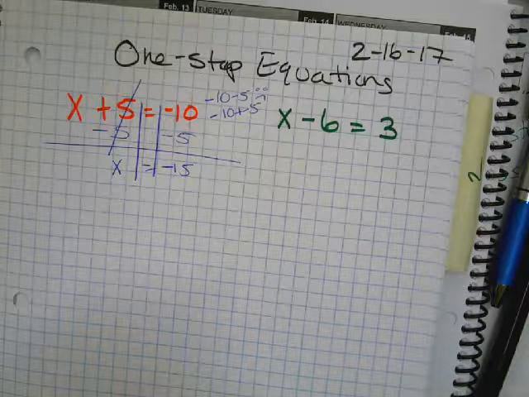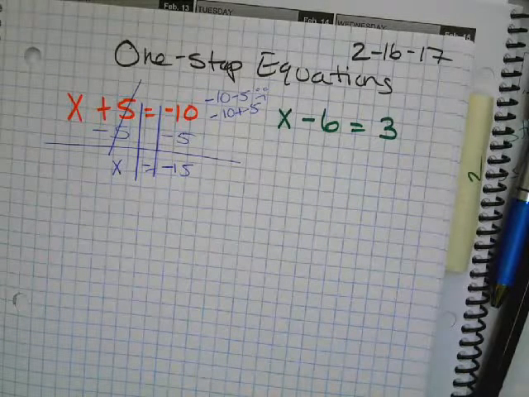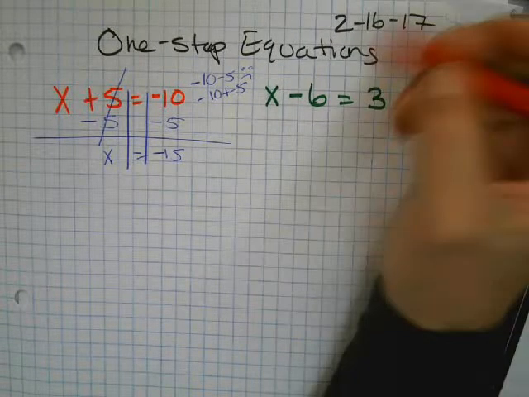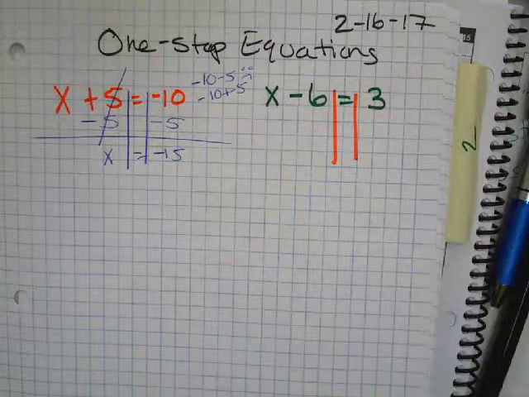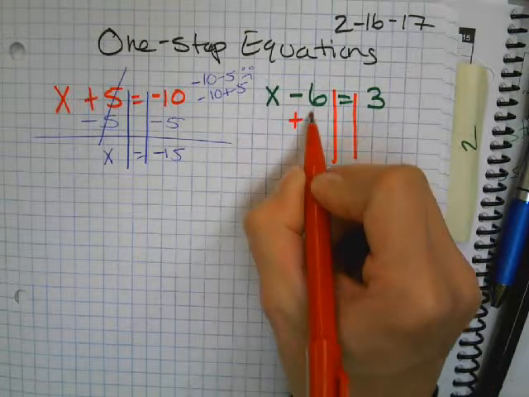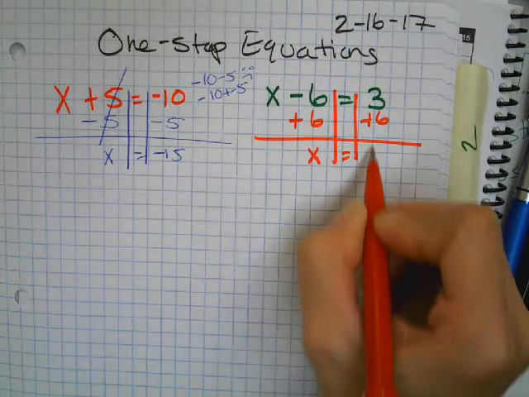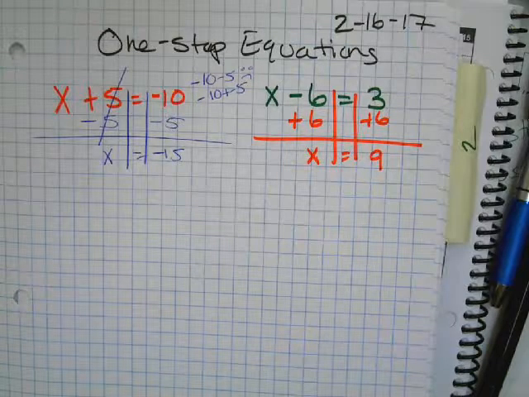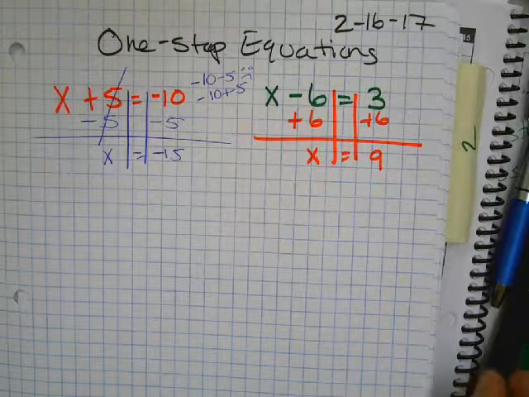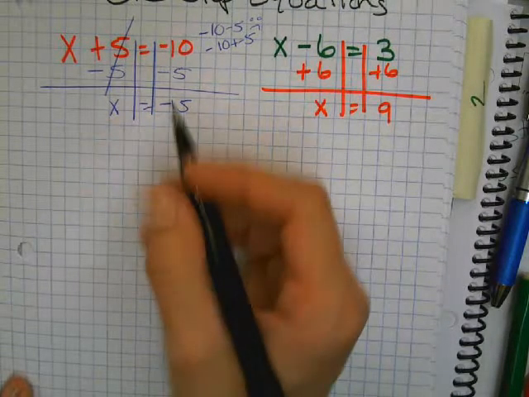Okay, what's your answer for the second one? Yep. So here's how you show work. Minus 6, so you're going to add 6 to both sides. So x equals 9. Okay? Okay, that was from yesterday. So now today, this is what we're going to be doing.